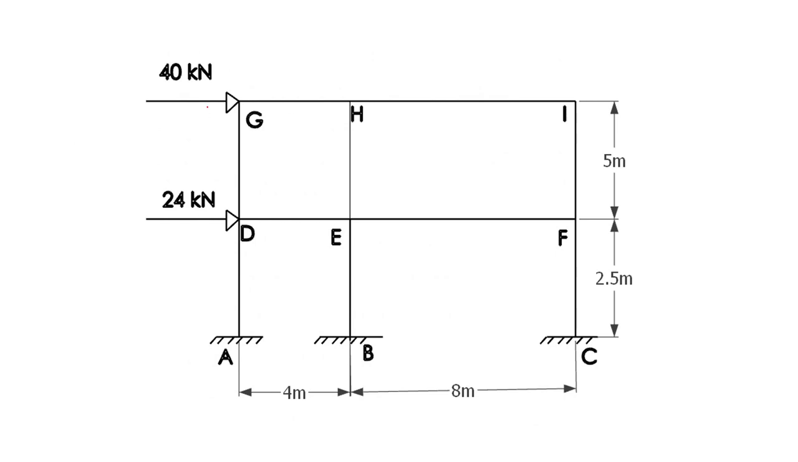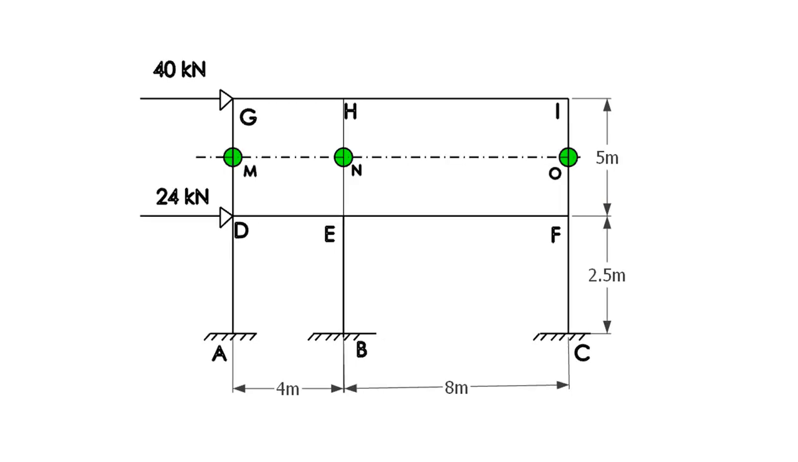So here you can see that the loads 40 kN and 24 kN are acting, and the frame has joints A, B, C, D, E, F and G, H, I. You can see that the span between A and B is 4 meters, and between B and C is 8 meters, and the height of FC is 2.5 meters, and here IF you have 5 meters. Now we are locating the point of contra-flexure for the top portion.